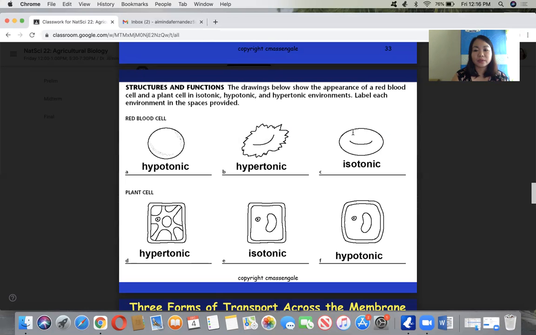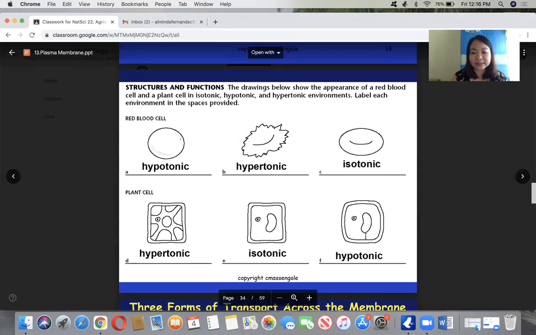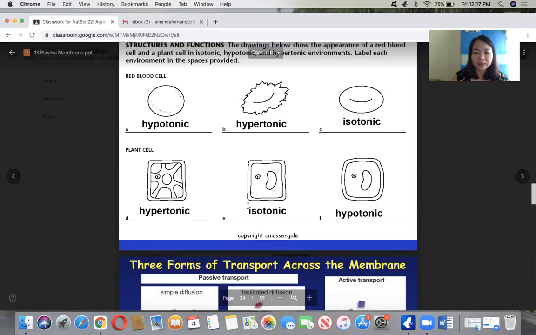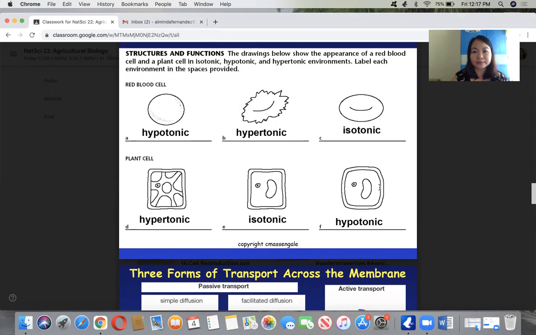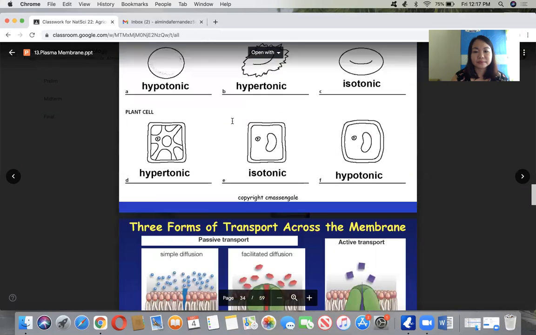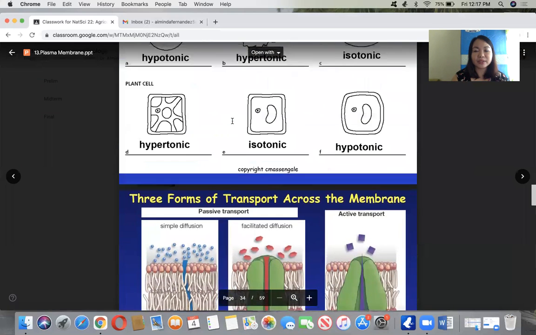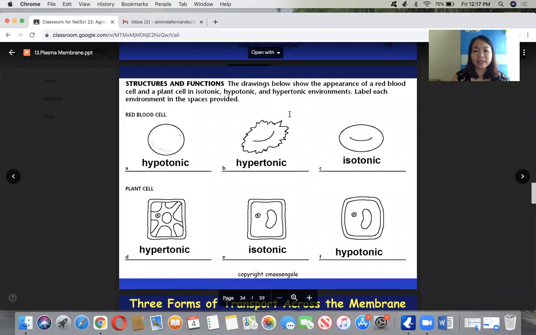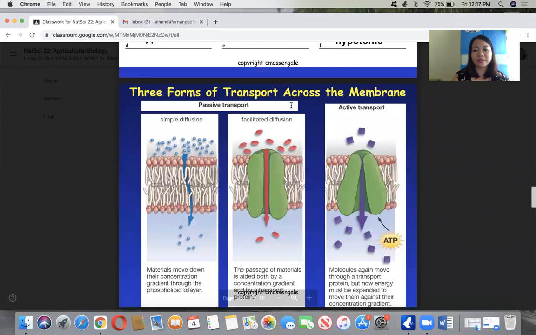So you can see again, this is inside the cell. So this is hypertonic, isotonic, and hypotonic. So the three, you can do this as an exercise, no? Later, label each environment in the spaces provided.